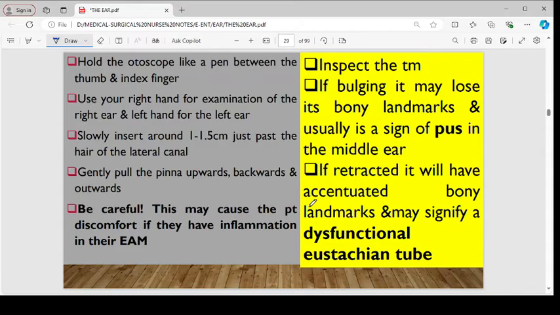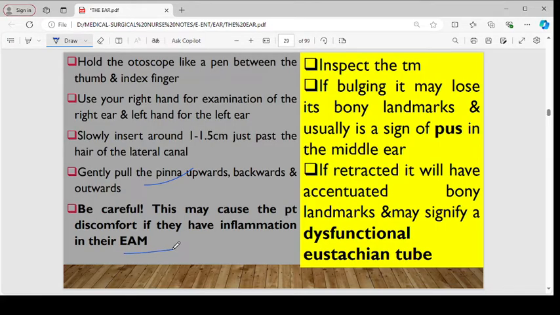Slowly insert around 1 to 1.5 centimeters just past the hair of the lateral canal, and then you gently pull the pinna upwards, backwards and outwards for adults. Remember, you have to be careful because this may cause the patient discomfort if they have inflammation in the external auditory meatus, okay? So you have to look at that.